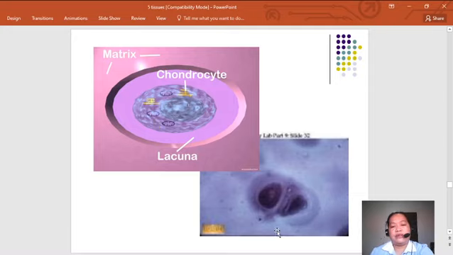If you look at an actual histologic sample, this is a chondrocyte cell. It looks like two cells in one. So this is a chondrocyte. This is the matrix, enclosed by a lacuna, a small space, and the cell inside is the chondrocyte.